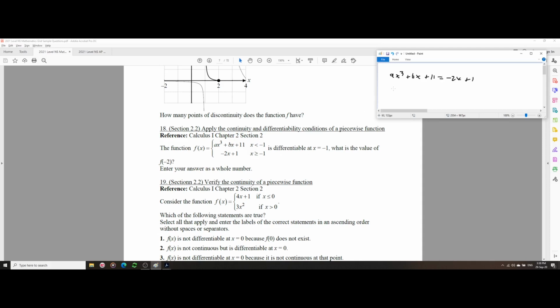We're told that x is -1, so immediately substitute. So -a minus b plus 11 equals -1 times -2, that's 2, 2 plus 1, that's 3. Now let's take this to the other side. If you want, you can also multiply by minus and operate, it's fine. Either way you get a plus b equals 8. This is your first equation. The second one you get from differentiability, as we said, so differentiate, you get 3ax squared plus b equals -2. And then just substitute -1, you get 3a plus b equals -2. This is your second equation.